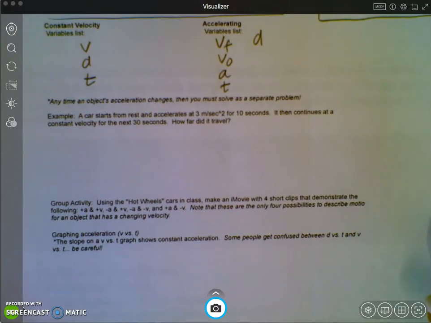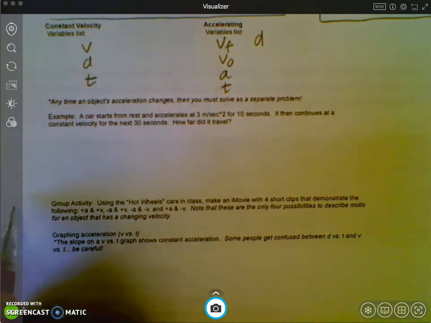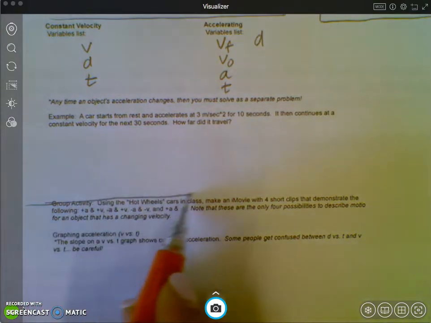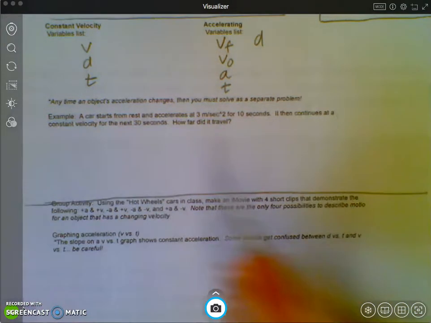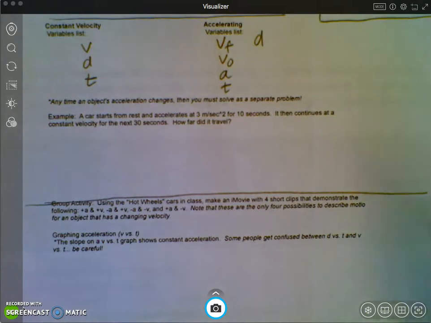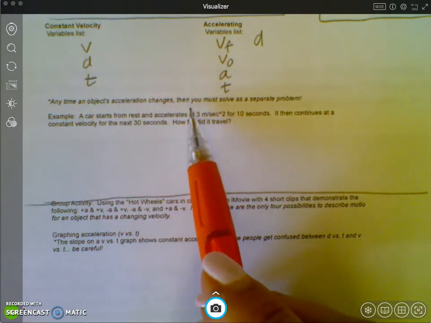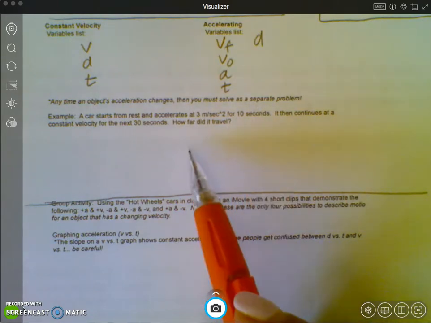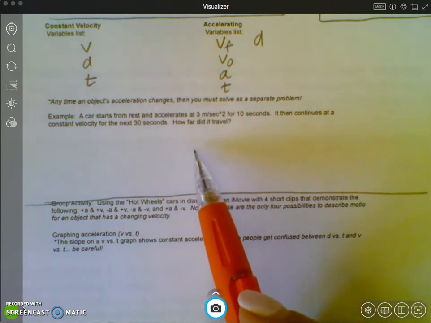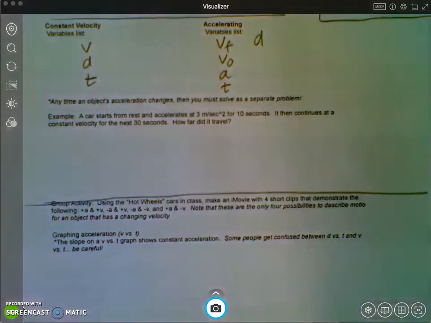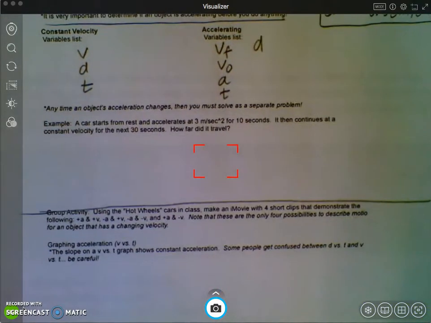All right, now, here's another important piece. We are going to stop before we get to this group activity. You're going to do that part in class, okay? So we're just going to do this example. Anytime an object's acceleration changes, you must solve it as a separate problem, okay? And you're going to see that happen here, and this is very, very, very important.